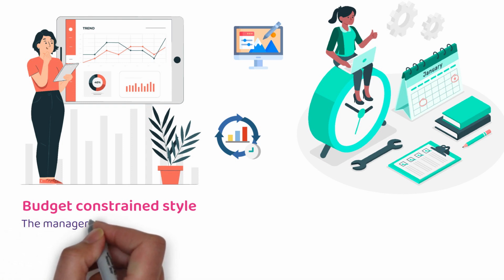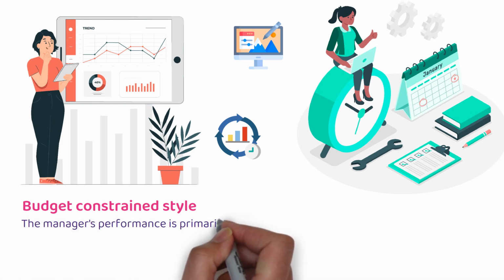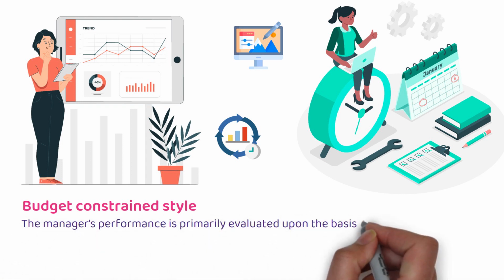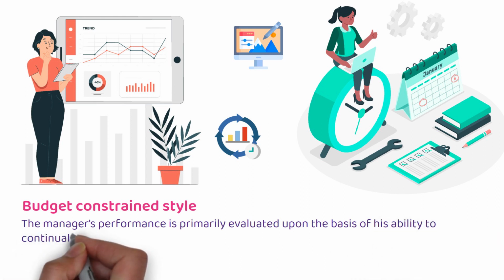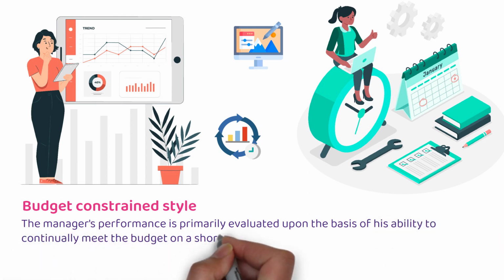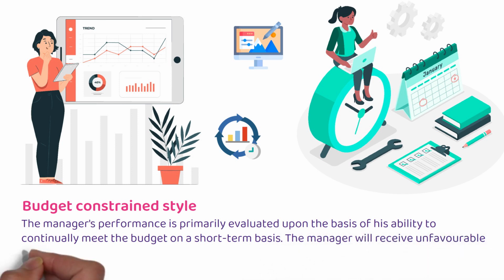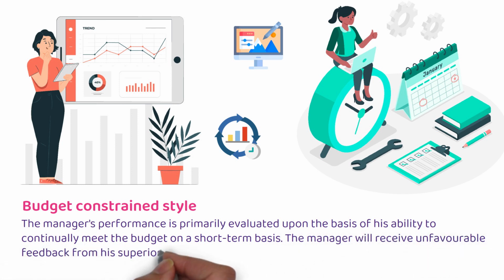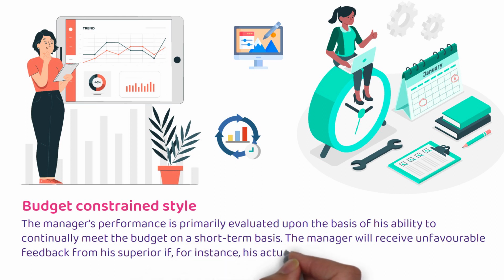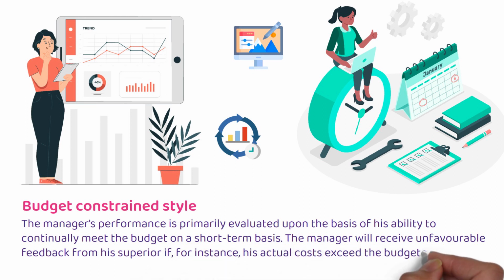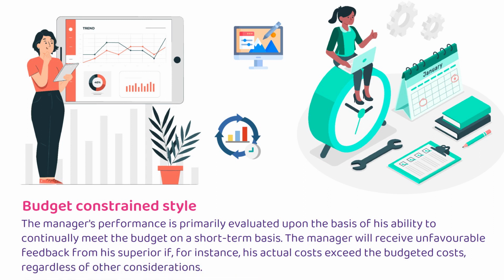The manager's performance is primarily evaluated upon the basis of his ability to continually meet the budget on a short-term basis. The manager will receive unfavorable feedback from his superior if, for instance, his actual costs exceed the budgeted costs, regardless of other considerations.